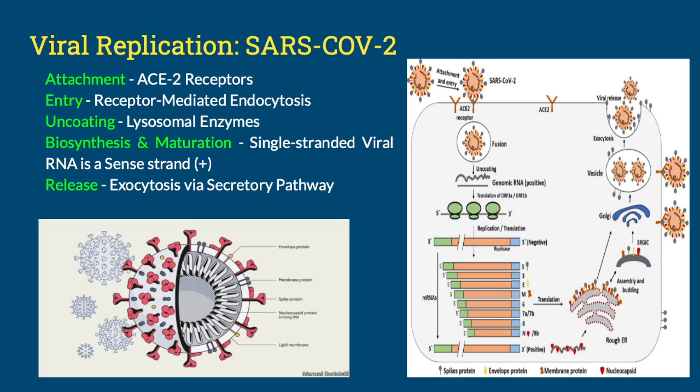Lastly, the release of the viral progeny involves the secretory pathway. From ER to Golgi complex, the assembled viral progeny will bud out into a vesicle. The vesicle then will be subject to exocytosis in the plasma membrane.